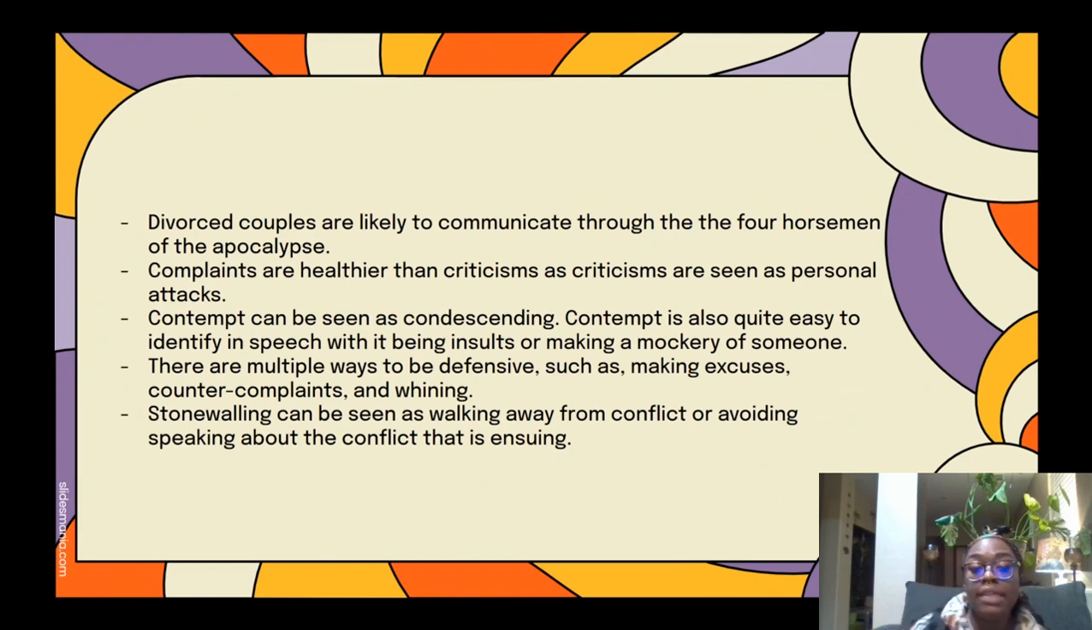Contempt is also really easy to spot in speech just because it is someone making insults at you or making a mockery of what you're saying involving the conflict. And then for being defensive, there are multiple ways to be defensive, such as making excuses, counter complaints, whining, lying. And then stonewalling is walking away from conflict or avoiding speaking about the conflict that is ensuing.